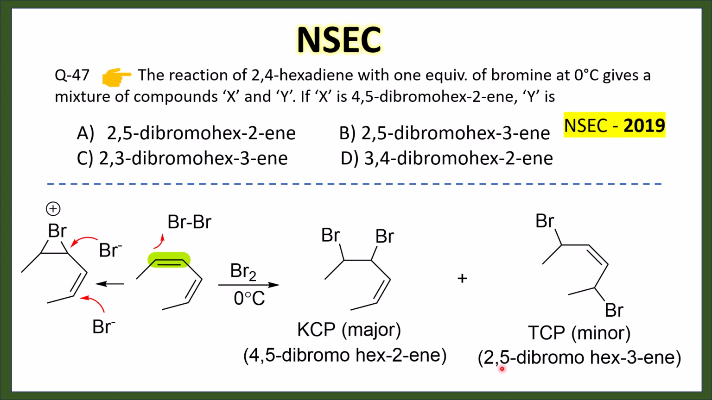So 2,5-dibromo-hex-3-ene is formed as the other product. This is the major product at 0 degrees Celsius, and this is the minor product. So the correct option is this one.